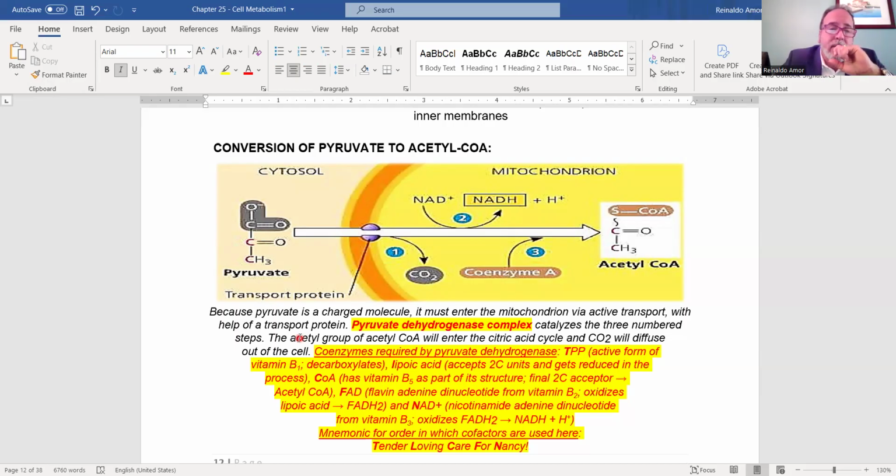And then you're getting pyruvate once again. And pyruvate has to be taken into the mitochondria.